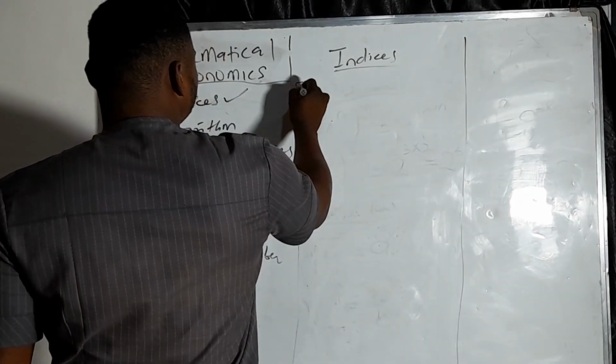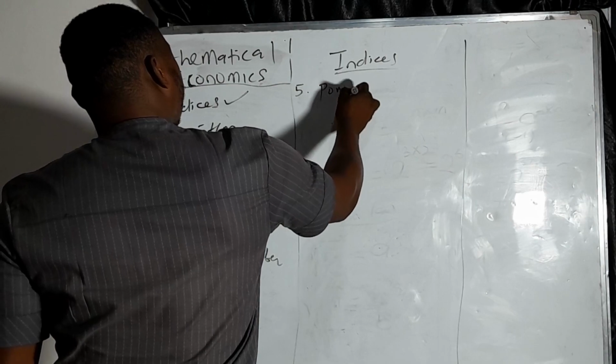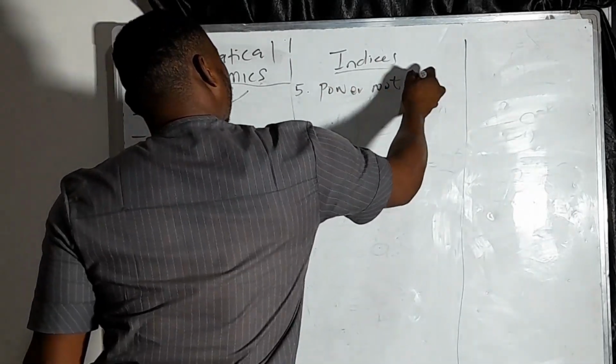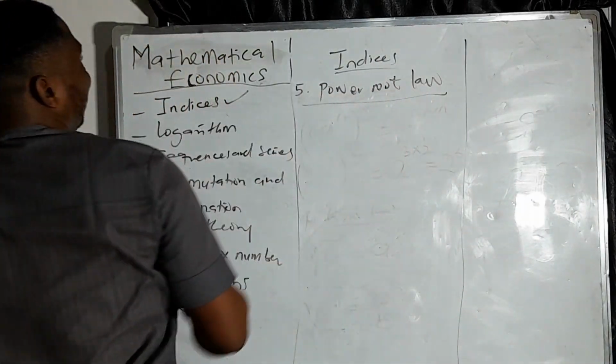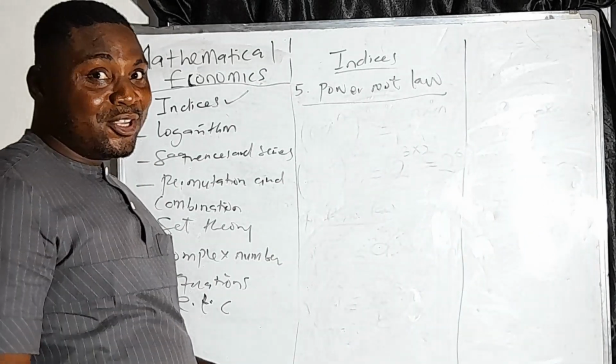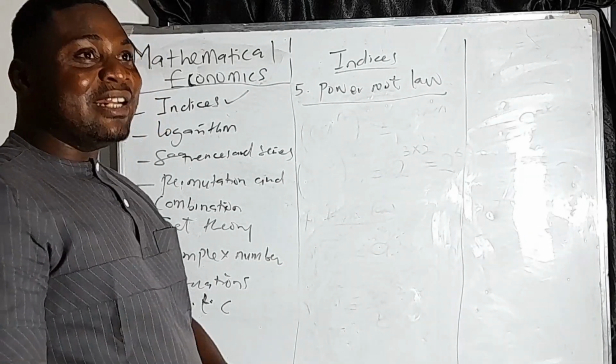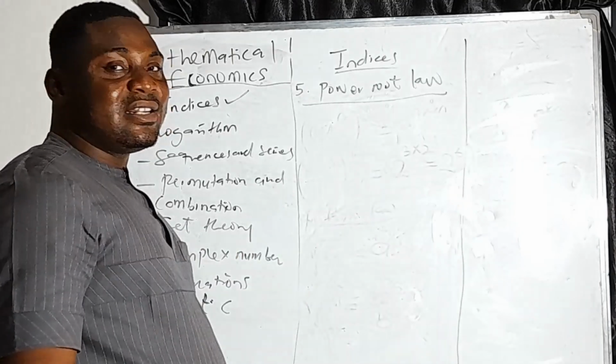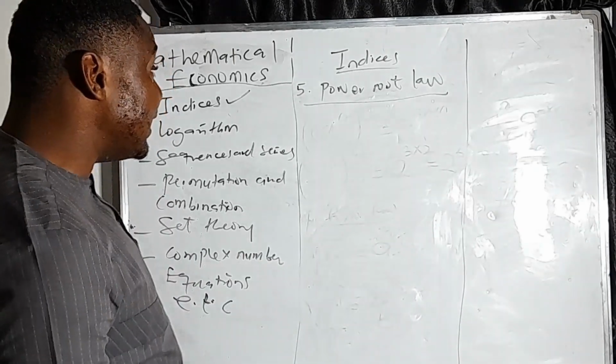Next law, we have the power root law. We've seen the power law, we've seen the root law. There are situations whereby you have both the power and the root at the same time with an indices.